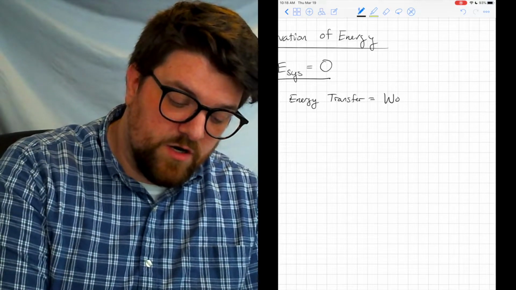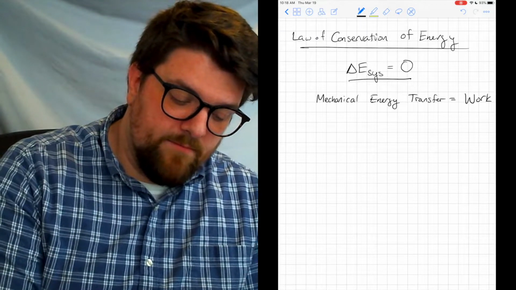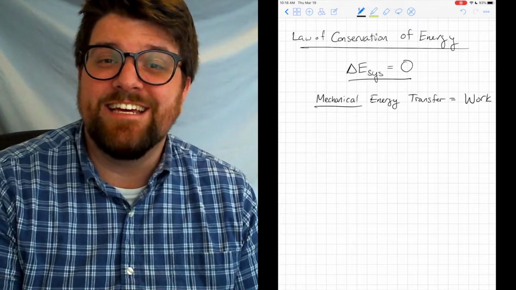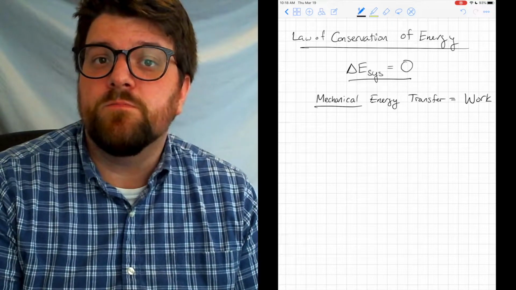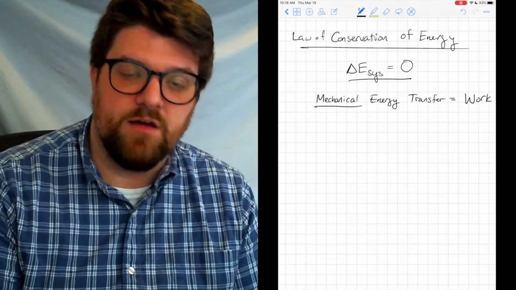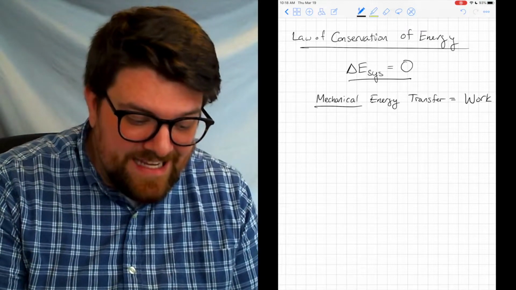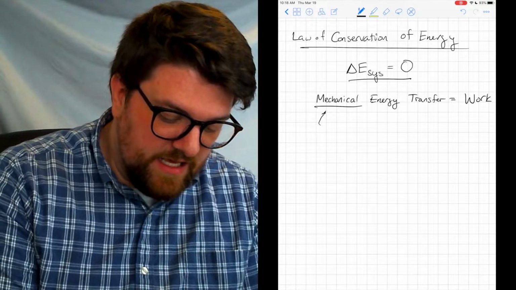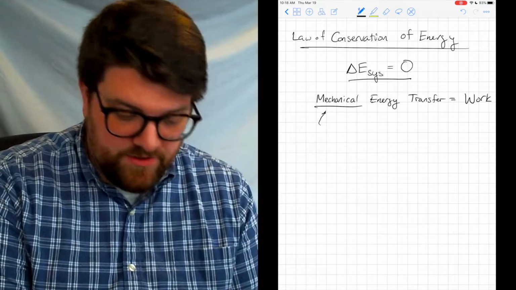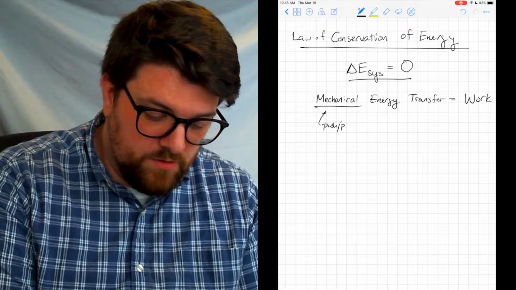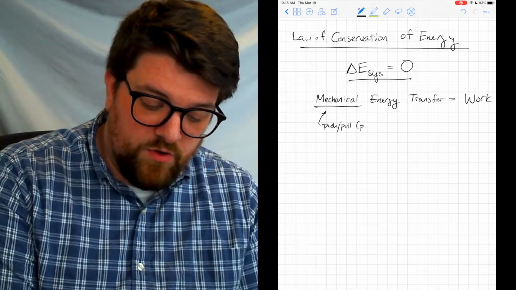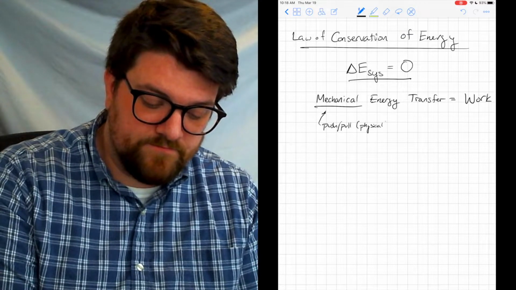Define that as work. And when we say mechanical, what we're actually saying is that this is a physical pushing and pulling of objects. It's changing its bulk speed. So this is a macroscopic effect, right? We're going to say push, pull. In parentheses, we'll say physical.